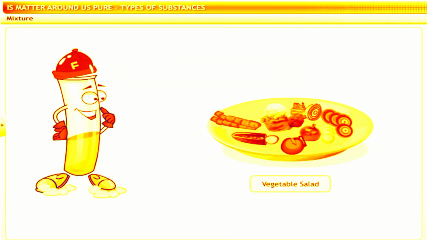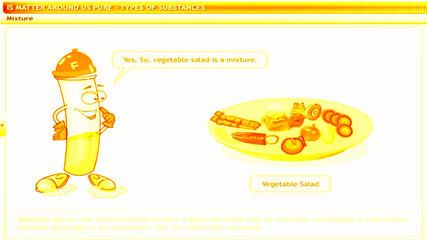Yes, you're right. Observe carefully. The salad contains a variety of vegetables like carrot, cucumber, beetroot, tomato, cabbage, and onion. You can segregate each of the vegetables from one another, isn't it? Yes. So, vegetable salad is a mixture.